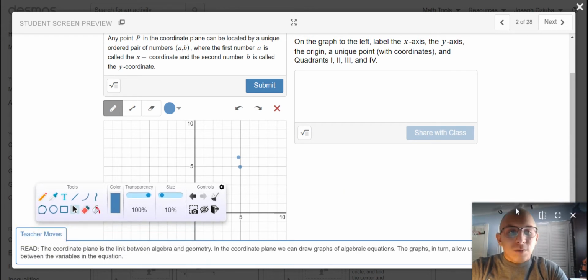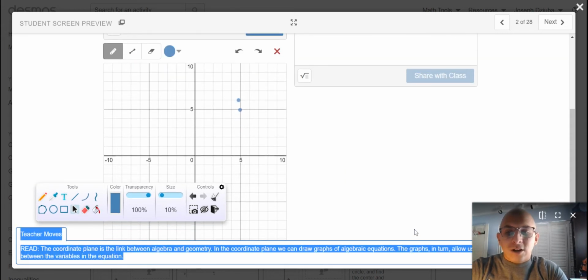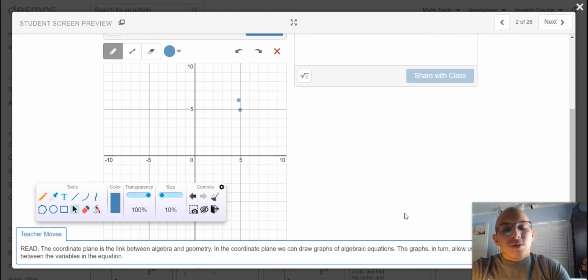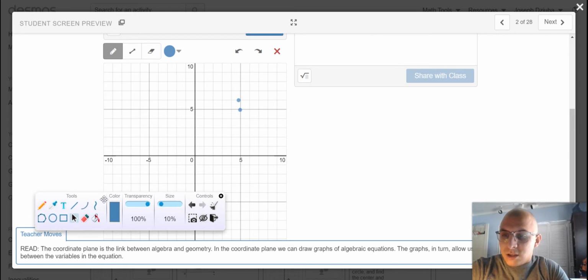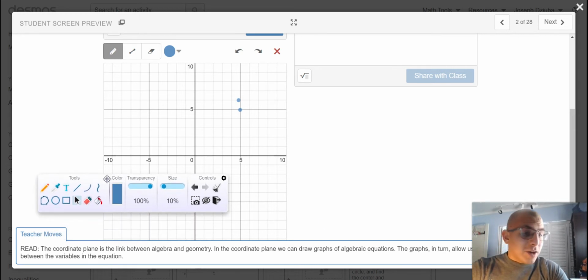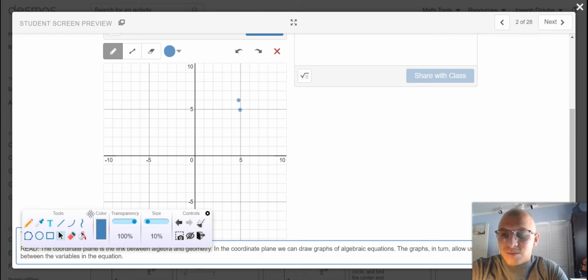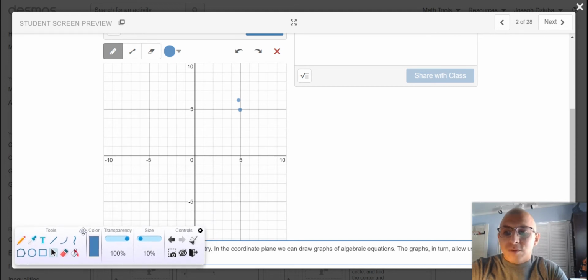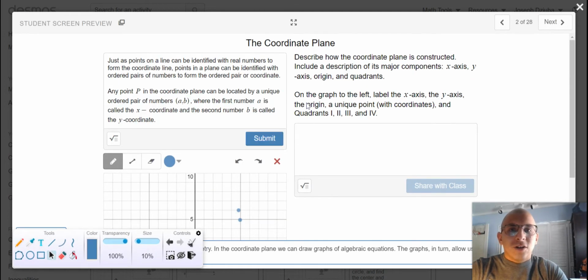And before I forget, because I typed this here, read: the coordinate plane is the link between algebra and geometry. In the coordinate plane, we can draw graphs of algebraic equations. Graphs, in turn, allow us to graphically notice a relationship between the variables in the equation.